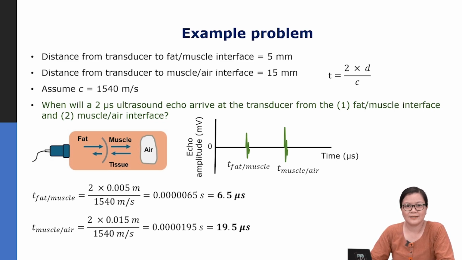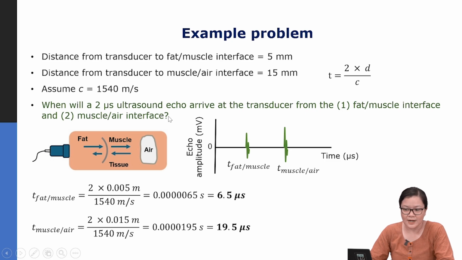We were given that the distance from the transducer to the fat-muscle interface is 5 millimeters. We were also given that the distance from the transducer to the muscle-air interface is 15 millimeters. And we assume with the ultrasound system that the speed of sound is 1540 meters per second. We asked the question: when will a 2 microsecond ultrasound echo arrive at the transducer from the first fat-muscle interface and the second muscle-air interface?